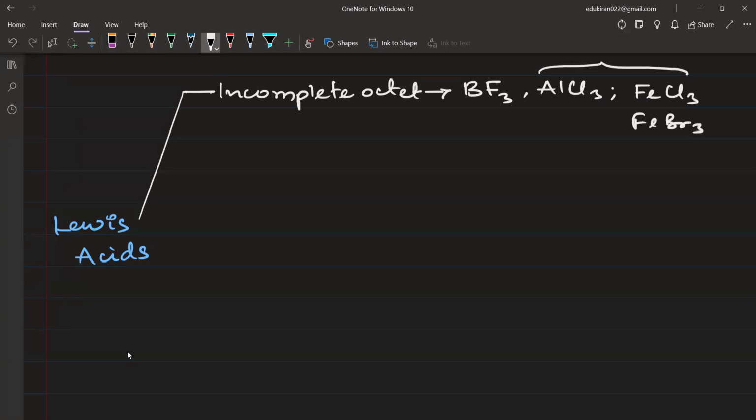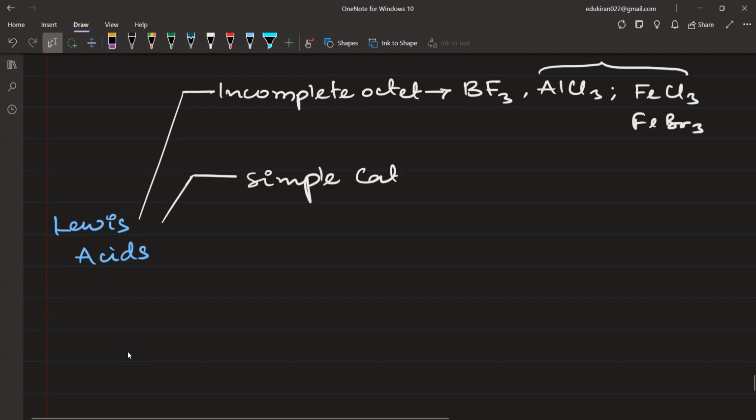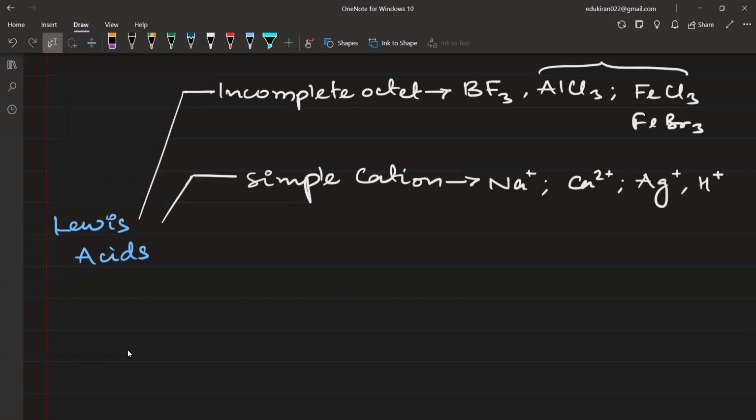Then we have simple ones which are known as simple cations. Cation means positive charge, and we can see that if there is a cation, that means it is electron deficient, it is electron poor. So we'll write simple cation. For example, you have Na+, calcium 2+, Ag+, H+, right? All of these are Lewis acids.